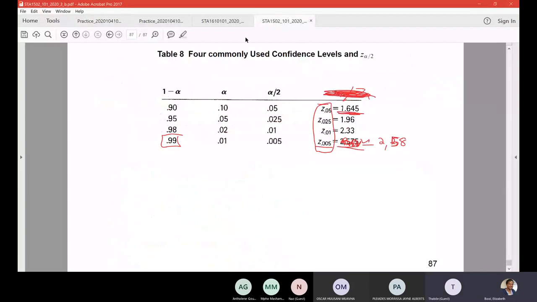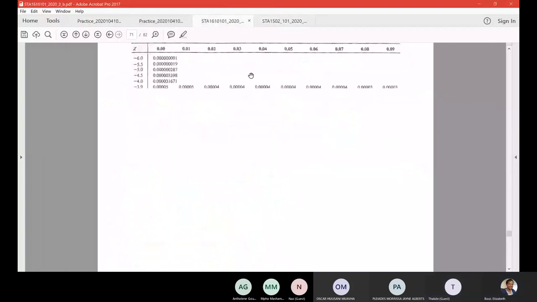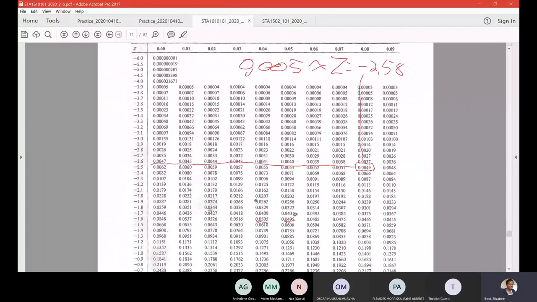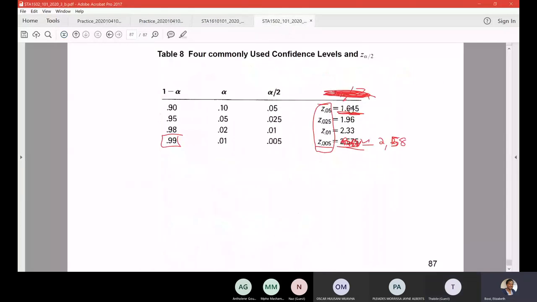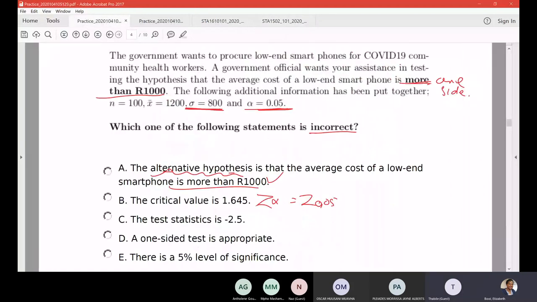If you didn't write this table down when I asked you to, you can find your Z alpha of 0.05 by coming here and looking for 0.05. You will say 0.05 is between those two values. And remember that it's minus 1.4, and those two values at the top will say 0.16 and 0.45, which is the same thing as what we found there. So then that will be correct.